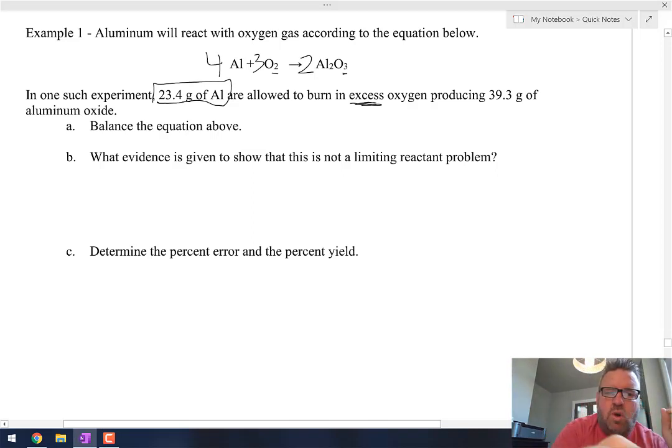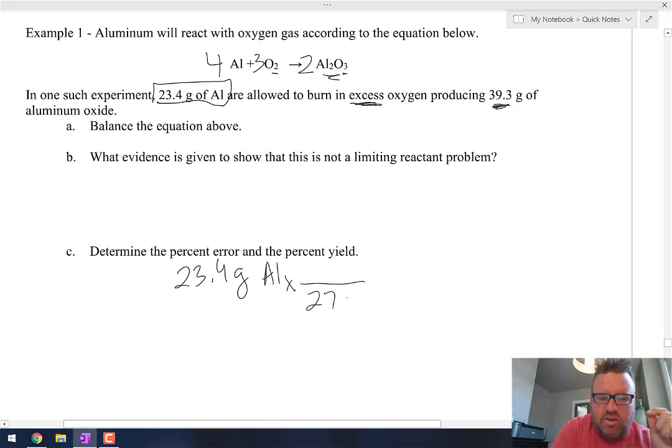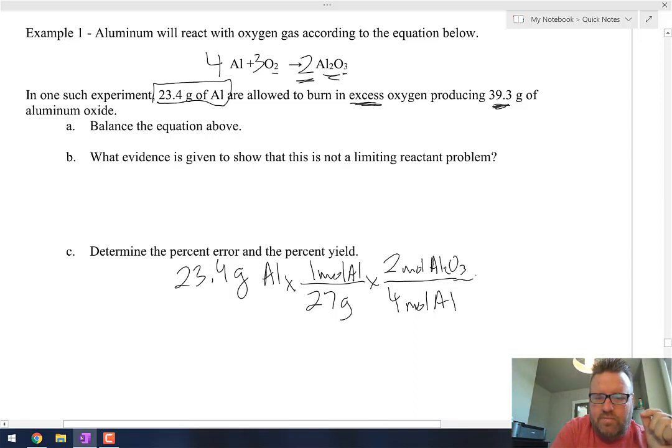Okay, so how much aluminum should I have gotten? I actually did get 39.3. How much I should have gotten, I've got to do some stoichiometry to figure that out. 23.4 grams of aluminum. The molar mass of aluminum is 27 grams per mole of Al. And then from the balanced equation, 4 moles of aluminum are going to produce 2 moles of aluminum oxide.